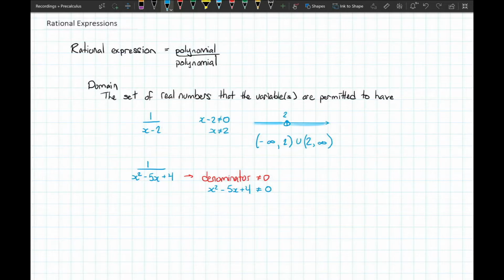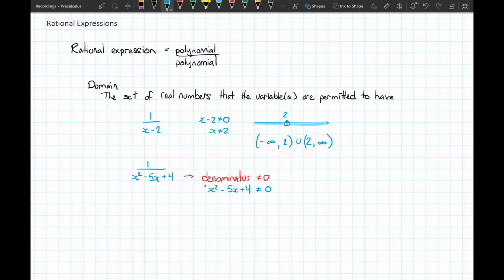Okay, now you try to think about what values x is not permitted to have, and then from there you have these holes on the real number line, and you can write out the rest of the values in interval notation. Now, in this case, we have a quadratic in the denominator, and luckily we know how to factor those.